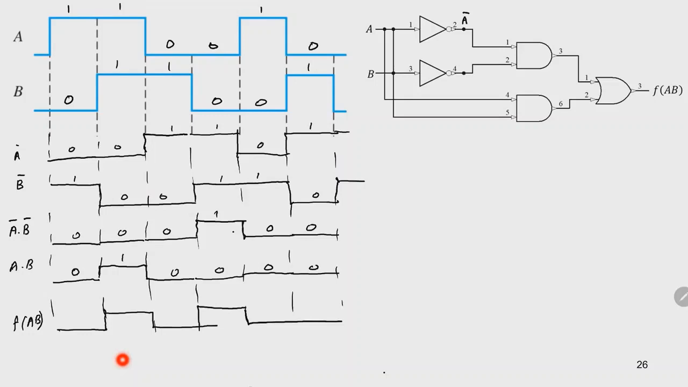Okay, so that's how you build up your timing diagram. You look at every stage, and then you draw out the timing, and then you can work out the final expression. Not sure whether I've done something wrong. I might have. But anyway, what I'm trying to show you is how you go about working out the timing diagram for a combinational logic.